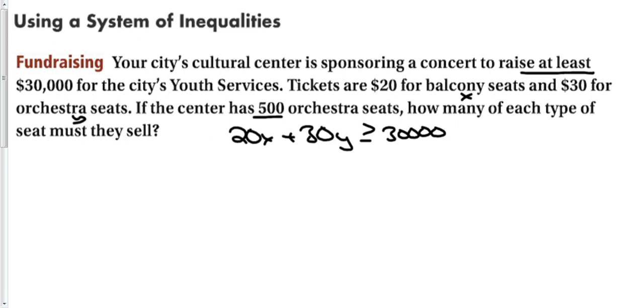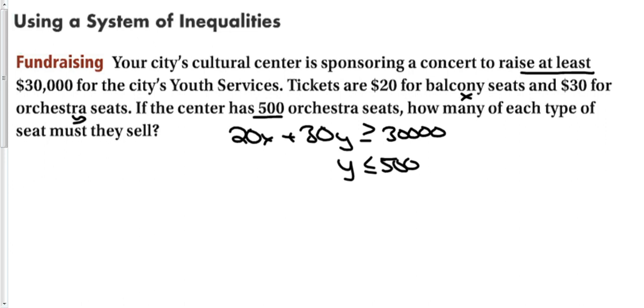My second equation: I only have 500 orchestra seats. So that means that Y can't sell more. You don't want people standing up in the back, right? Y has to be less than or equal to 500. I would also argue that X and Y both have to be positive because you can't sell a negative amount of seats. But these two equations are enough for us to graph the solution.